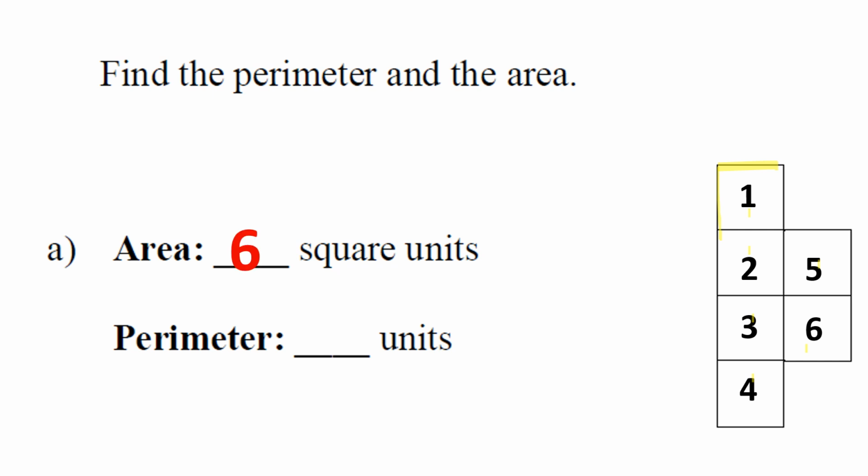The perimeter, we're gonna count the edges of the square around the figure. As we said, each side is equal to the other. 1, 2, 3, 4, 5, 6, 7, 8, 9, 10, 11, 12. The perimeter, 12 units.